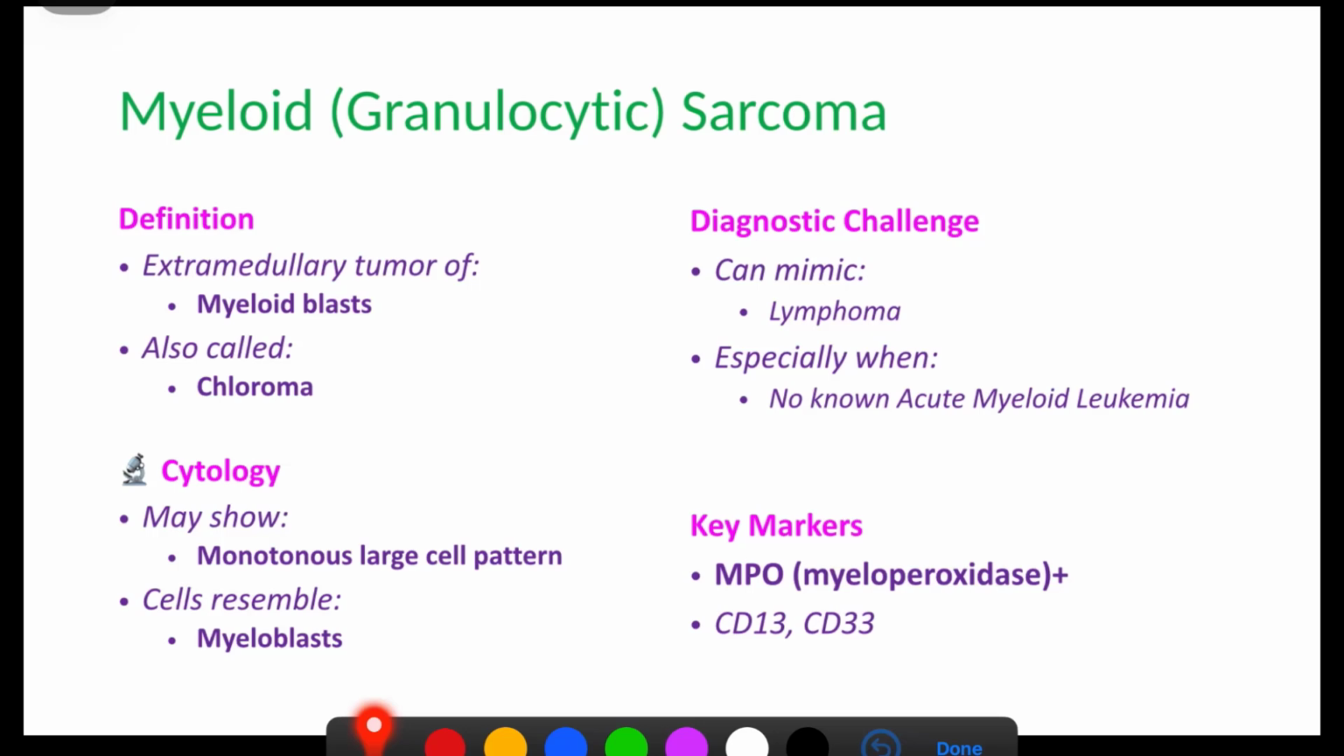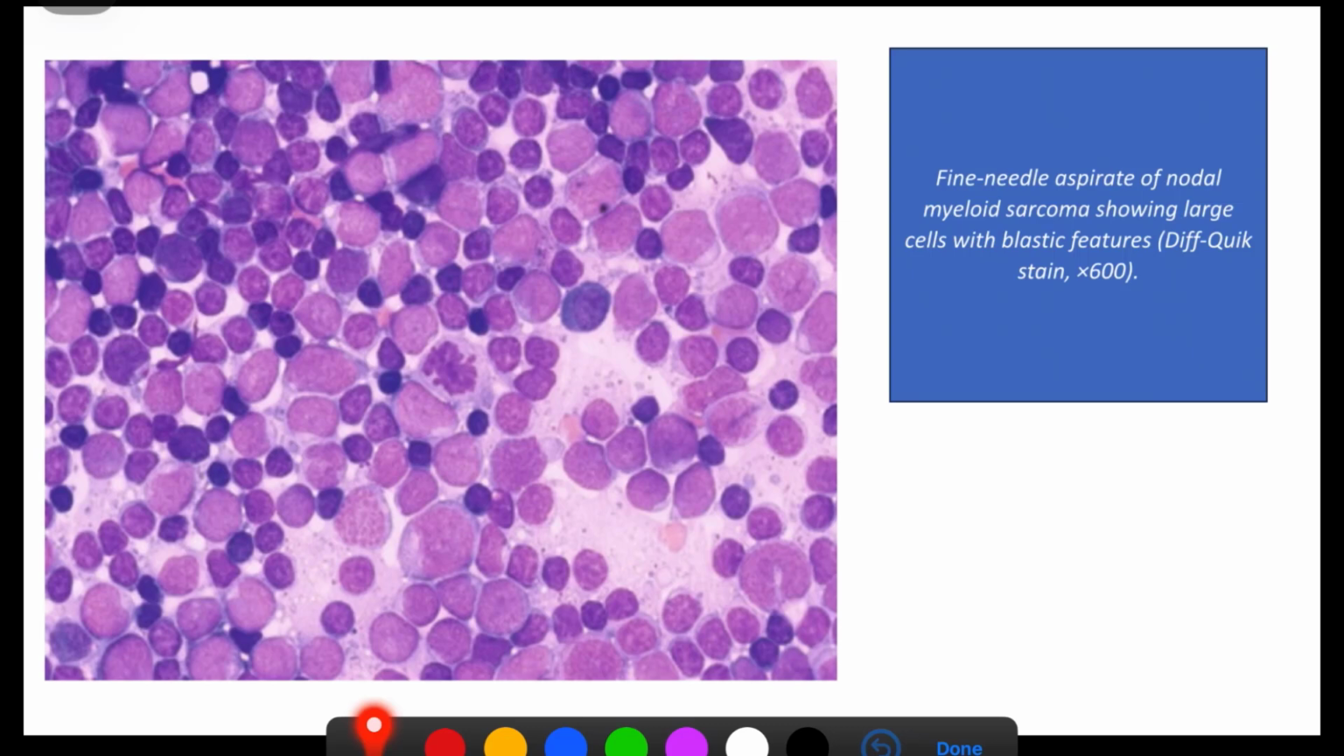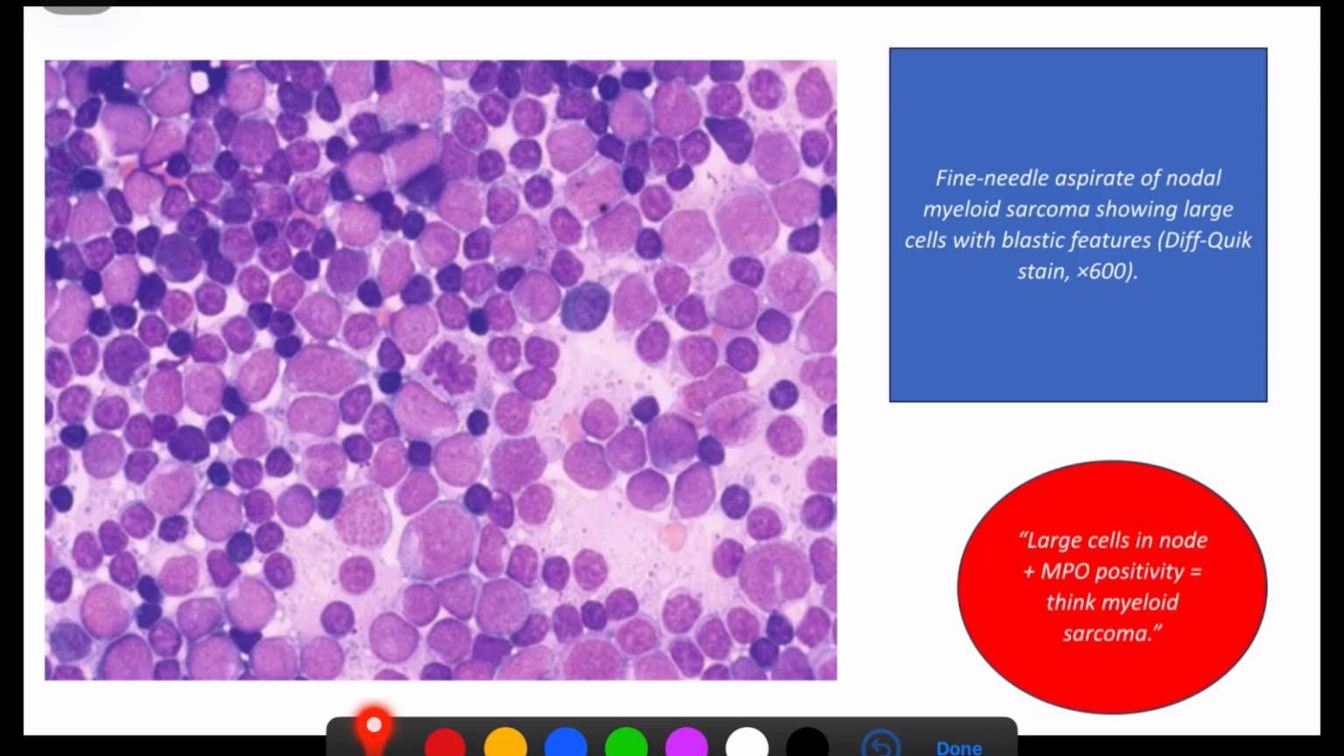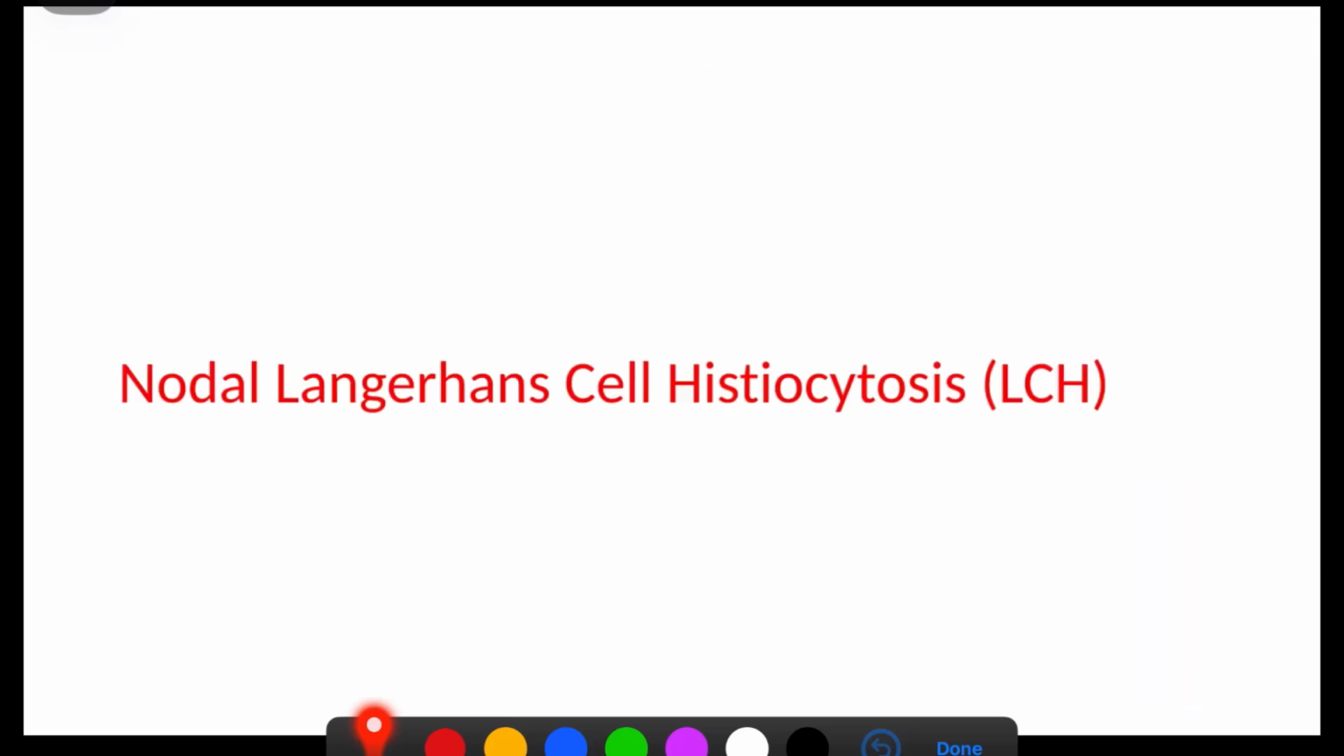So, whenever it is not diagnosed, we have a diagnostic challenge. So, we have to go for MPO, which is myeloperoxidase, which is positive in this granulocytic sarcoma. CD13 and CD33 are positive. So, here myeloid sarcoma or granulocytic sarcoma shows these large blastic cells with mitosis, and background shows lymphocytes. So, large cells in node, if we go for MPO positivity, think of myeloid sarcoma.